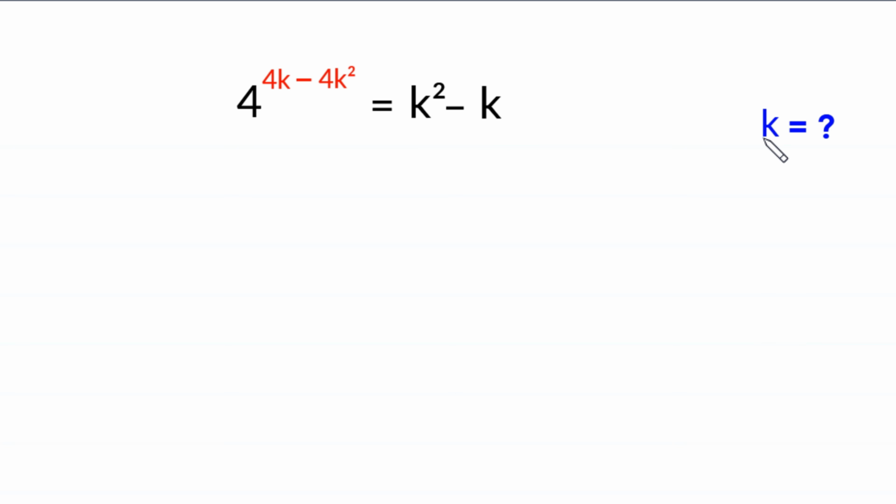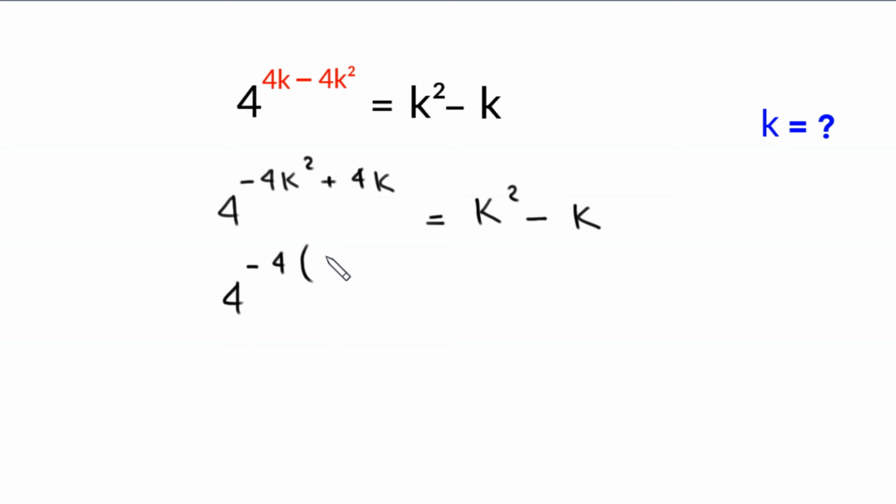So let's start. We can rewrite this equation as 4 to the power negative 4k squared plus 4k is equal to k squared minus k. Next, 4 to the power, from these two terms we can factor out negative 4, in bracket left, k squared minus k is equal to k squared minus k.